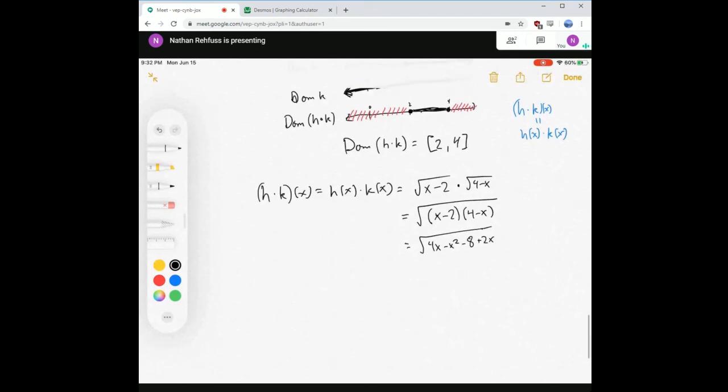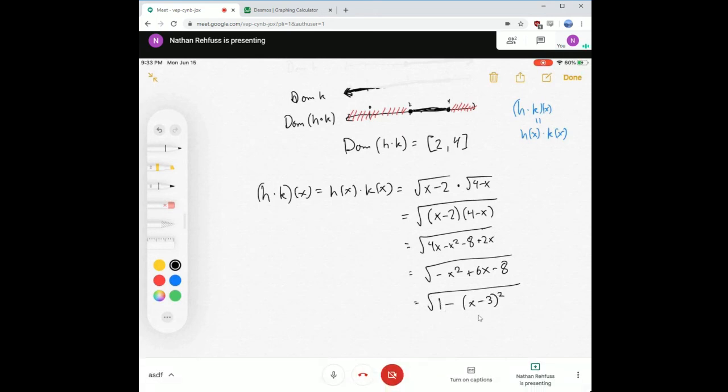And that is negative x squared plus 6x minus 8. Oh, okay, I see it. This happens to be 1 minus x minus 3 squared, which is why we get a semicircle with a radius of 1 centered at the point x is 3, y is 0. Okay, that's why that's a semicircle. I'm satisfied.